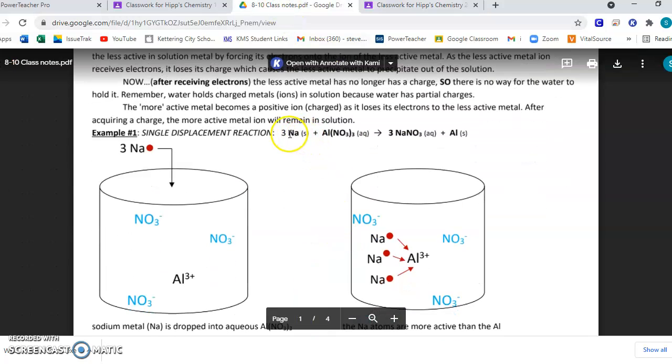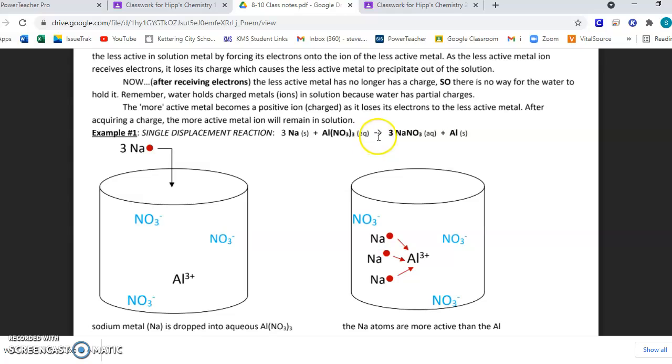So here we go. Sodium replacing aluminum. Aluminum is 3+. How do I know that? It is in family Roman 3, group 13. It has 3 valence electrons. It is 3+. If you uncross the charges here, this 3 came from the aluminum, which is 3+. Aluminum doesn't have a subscript here, which is understood to be 1. The nitrate ion is 1-.